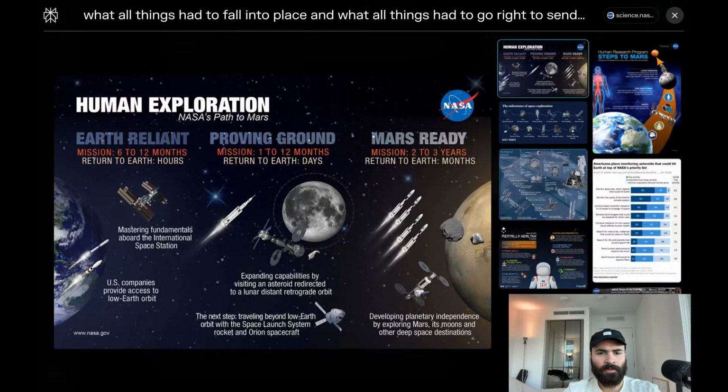Expanding capabilities by visiting an asteroid redirected to a lunar distant retrograde orbit. Traveling beyond low Earth orbit with the Space Launch System. Developing planetary independence by exploring Mars, its moons, and other deep space destinations.